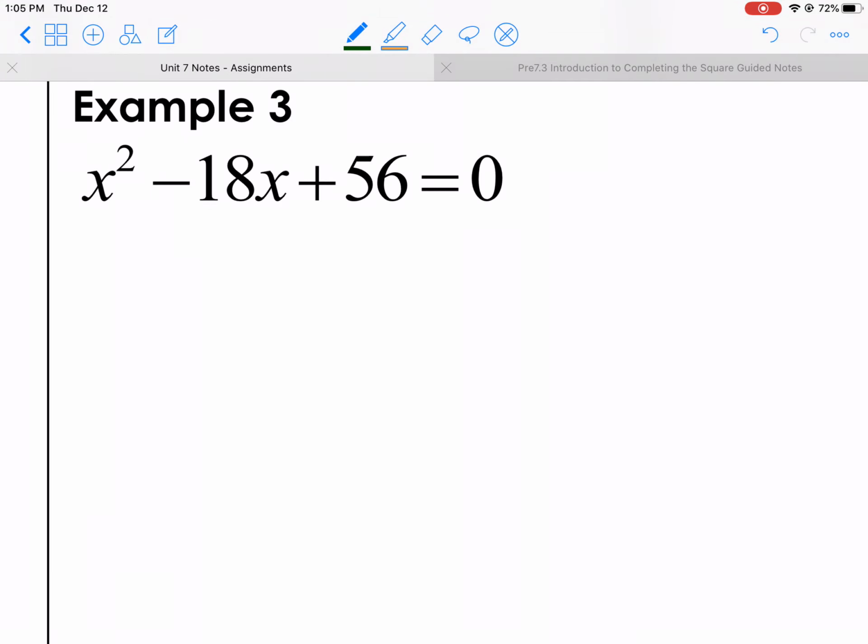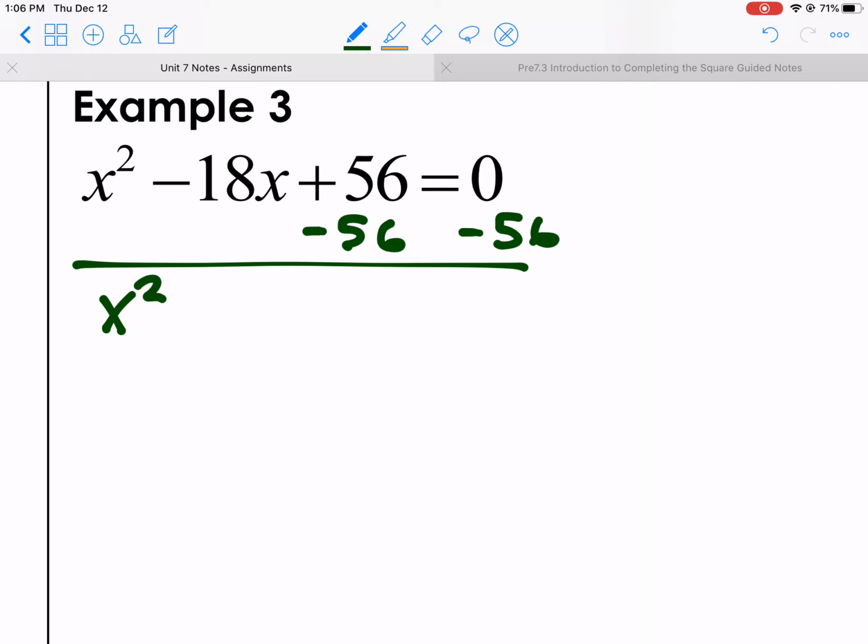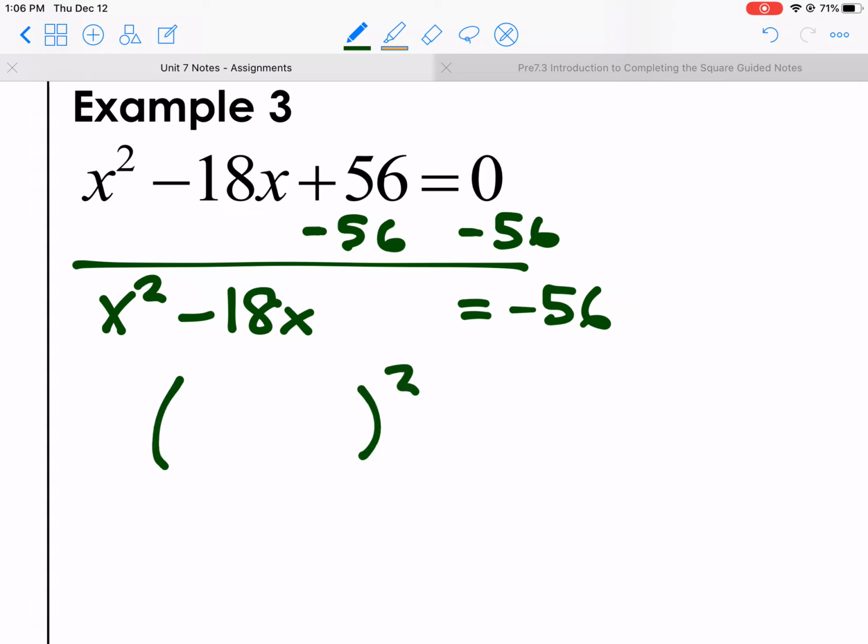We're going to start by moving the 56 to the other side of the equation. So we'll have x squared minus 18x, I leave some space, equals negative 56. We want to build a perfect square factor here. I'm looking at this negative 18, I want half of that. So negative 18 divided by 2, that's going to give me negative 9. So we have x minus 9.